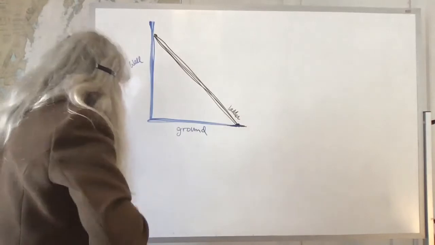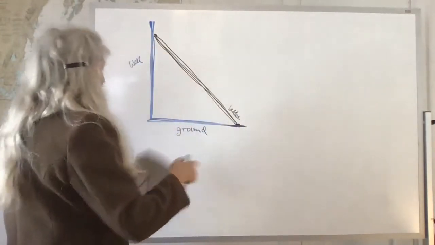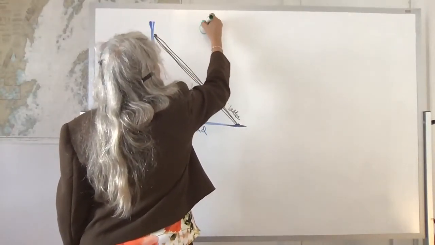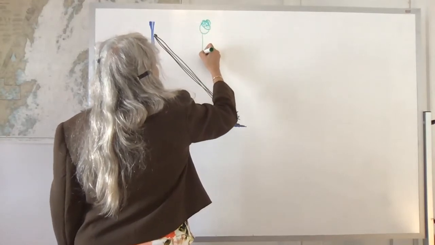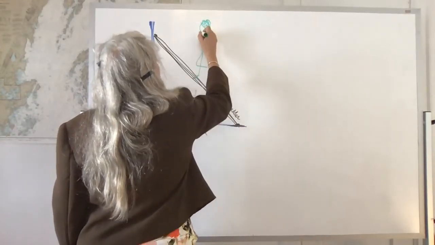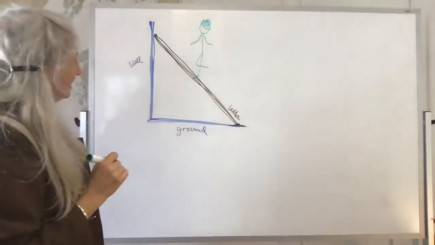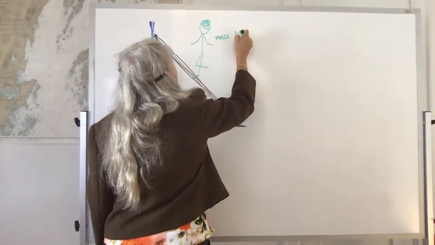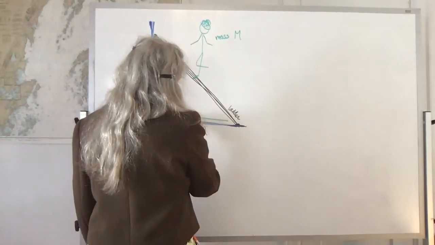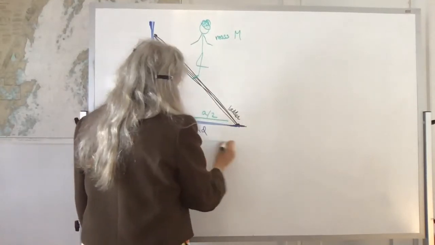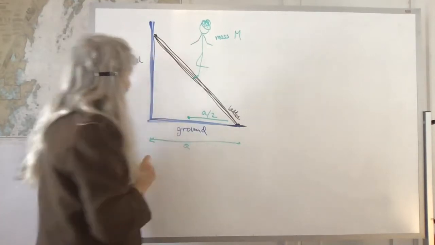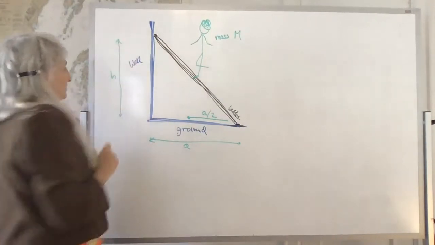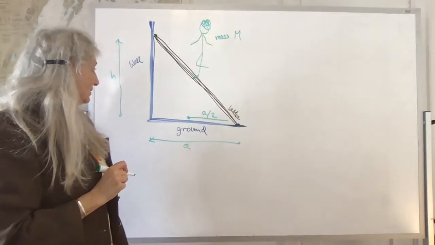Okay, so now I need to draw a guy walking up the ladder. So I'm going to draw him right here. Let's put his head here and make him look like an XKCD guy. And here we have his foot like this. And he's walking up the ladder. And he's got mass M. I'm going to put him halfway up the ladder. And that's A, distance A. And we'll take this distance here to be H. That's the height of the ladder up against the wall.